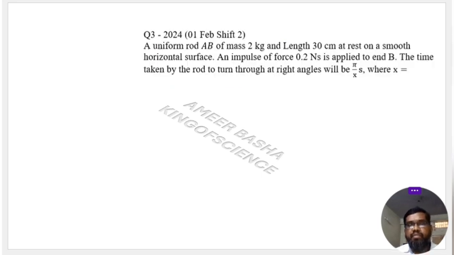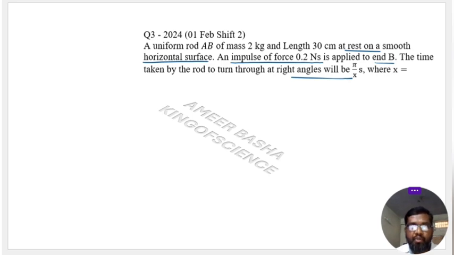The question is as follows. A uniform rod AB of mass 2 kilograms and length 30 centimeters is at rest on a smooth horizontal surface. An impulsive force of 0.2 newton-second is applied to end B. The time taken by the rod to turn through a right angle will be.